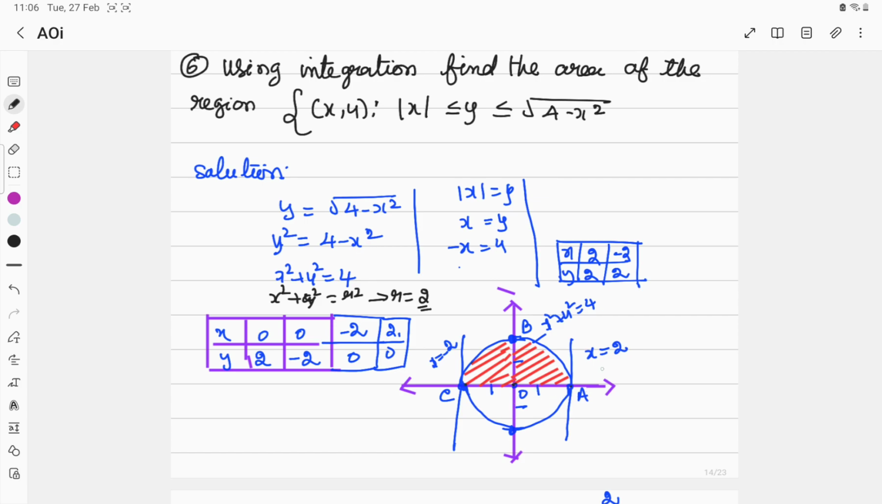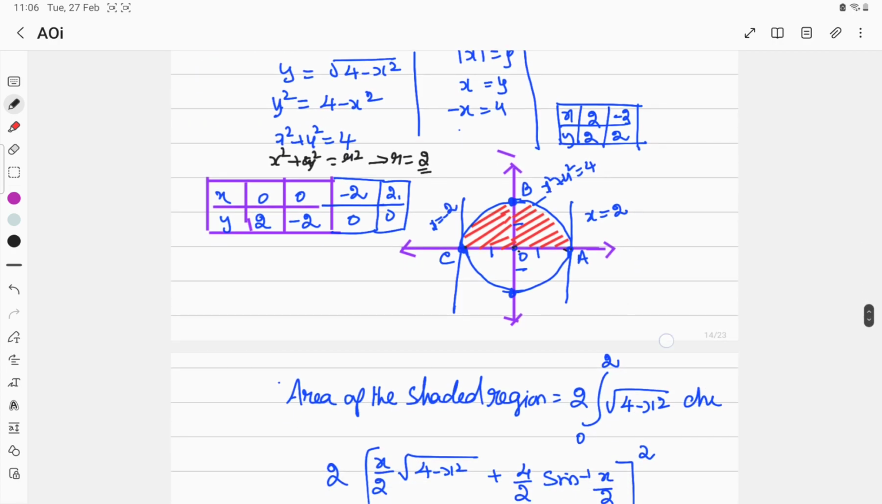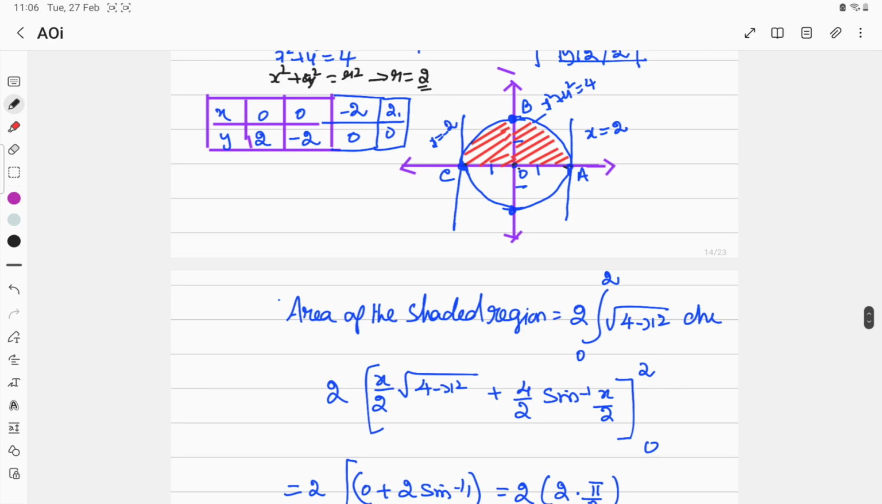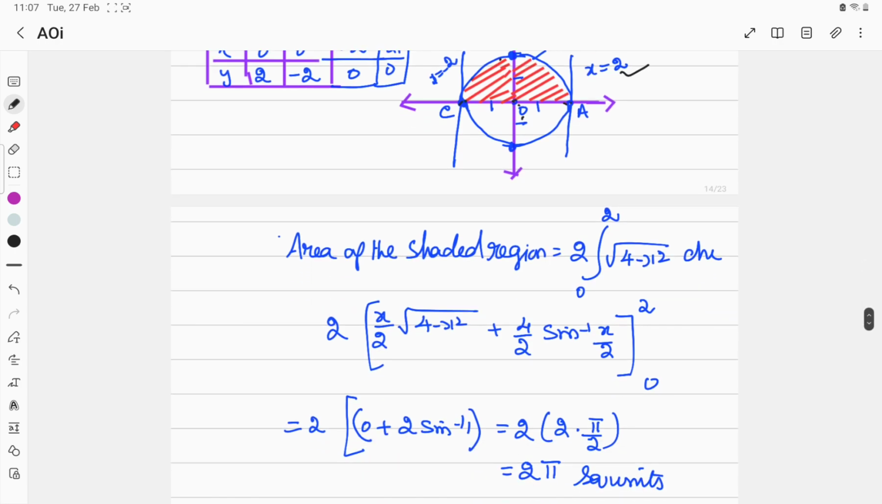So the area between OABCO is equivalent to 2 times the area between OABO. The area OABCO lies between x = 2 and x = −2. So area is equal to 2 into the integral from 0 to 2 of √(4 − x²) dx. Here 4 − x² is in the form √(a² − x²) dx.